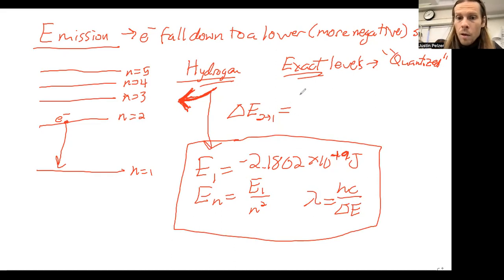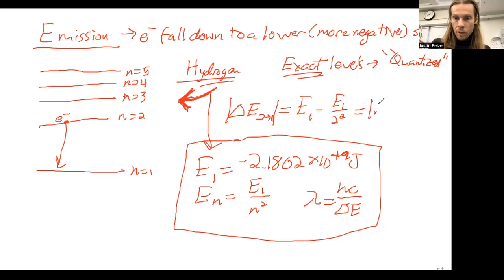So E2 to 1 will be E1 minus E1 over 4, or E1 over 2 squared. And I'm just going to do absolute value here, just to make it easy. So I'll do bigger minus smaller, absolute value, 2.1802 minus 2.1802 over 4, and I get a value of 3/4 E1, which is kind of a fun shortcut. So I get 1.635 times 10 to the negative 19 joules.